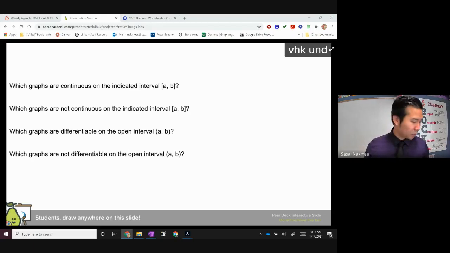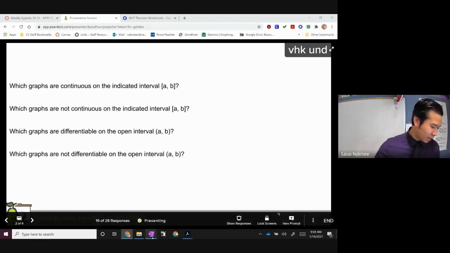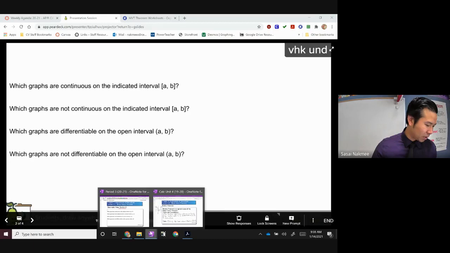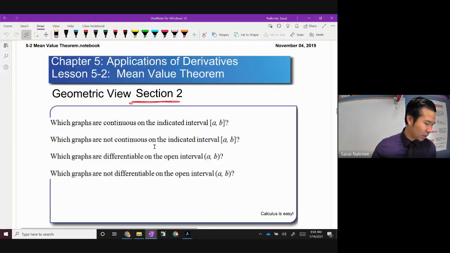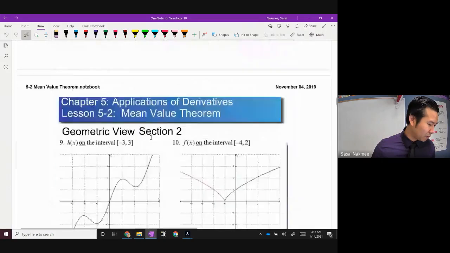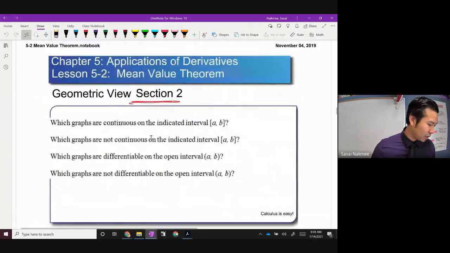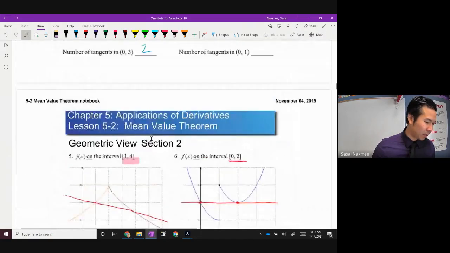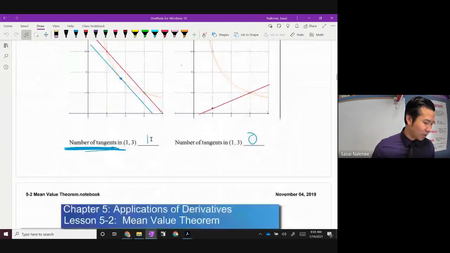All right. That being said, let's take a look at these graphs, and then let's answer these questions. Which graphs are continuous on the indicated interval? So we talked about this, right? I don't have a way of writing it down, so I'm just going to have to memorize this somehow. So we're going to talk about this right here.